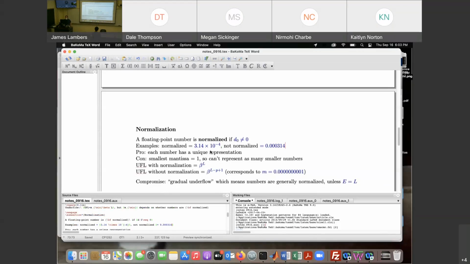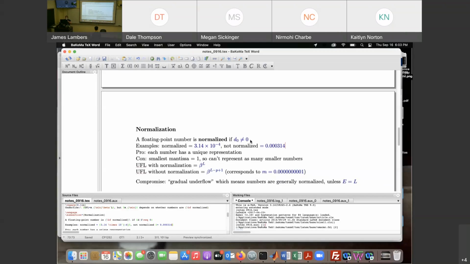And in binary, what's particularly nice is your digits can only be 0 or 1. And if you rule out 0, then you know that D0 in binary must be 1. Because in decimal, we know that D0, if normalized, must be between 1 and 9. But in binary, 1's the only choice, so don't store it. So in double precision, you have 52 bits set aside for the mantissa. But P is 53. Why? Because there's the implied 1 that does not need to be stored.